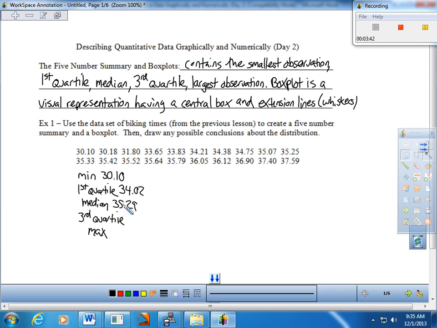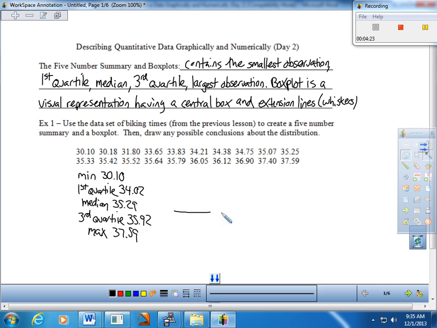Third quartile, trying to refresh my memory as well, I think we ended up getting 35.92. And that, if I remember, was right in between these 2 values right here. It was the mean of those 2 values. And last but not least, of course, would be the maximum, and that would be the largest value right out here, 37.59. Okay, there's your 5-number summary. Really not too bad at all.